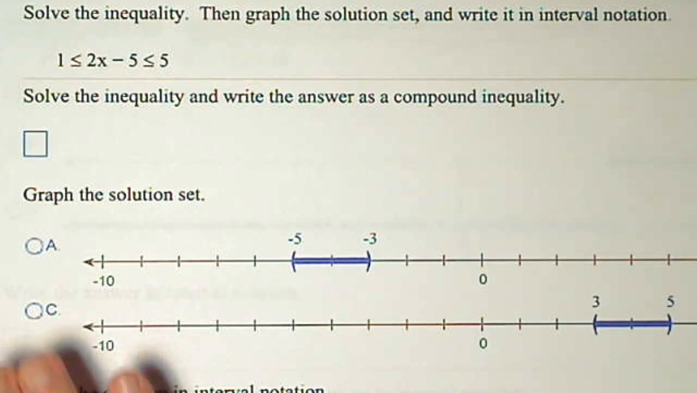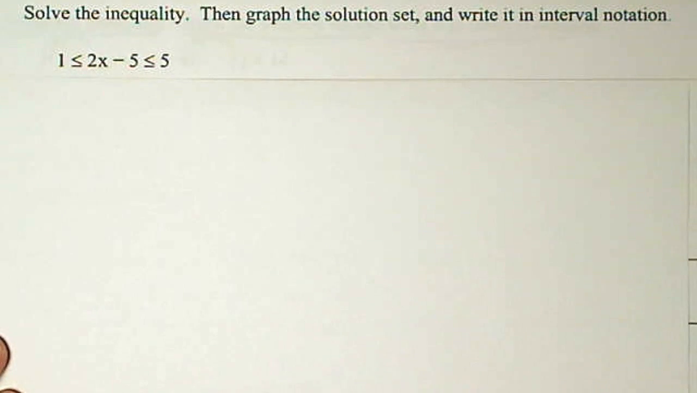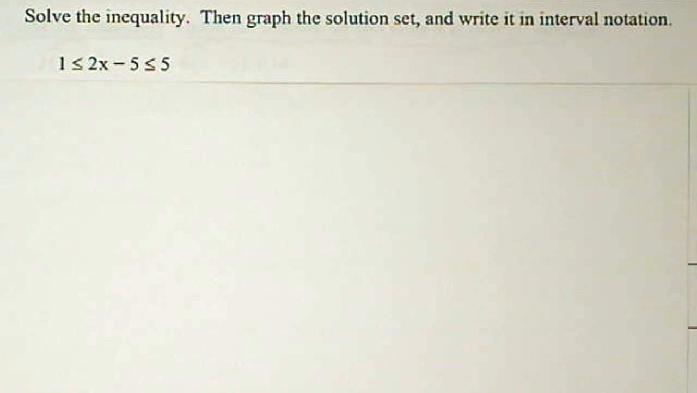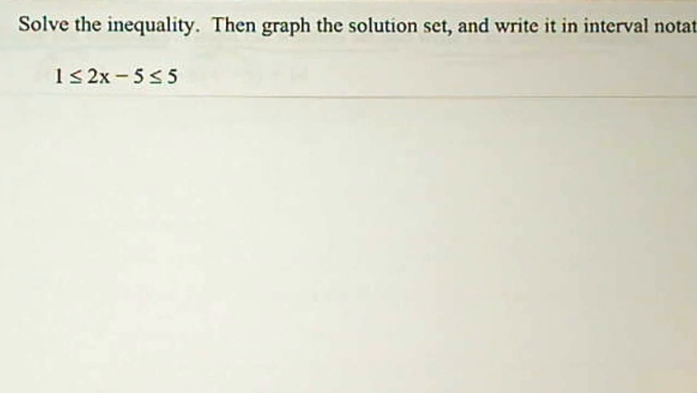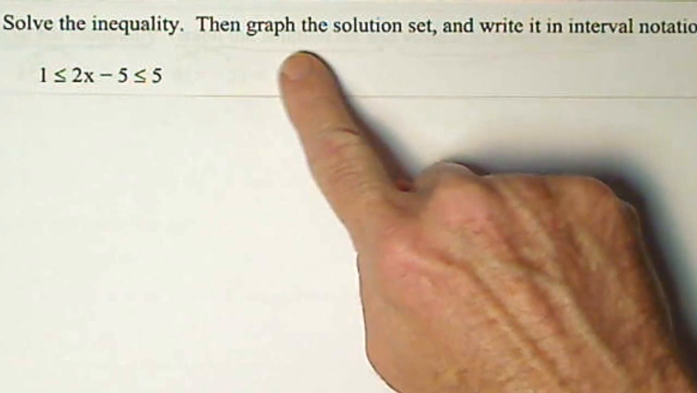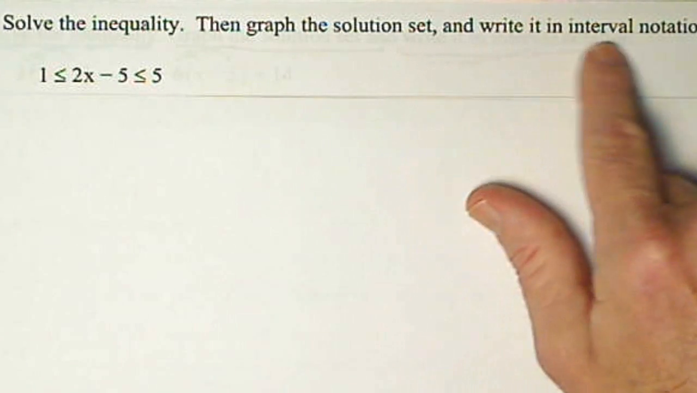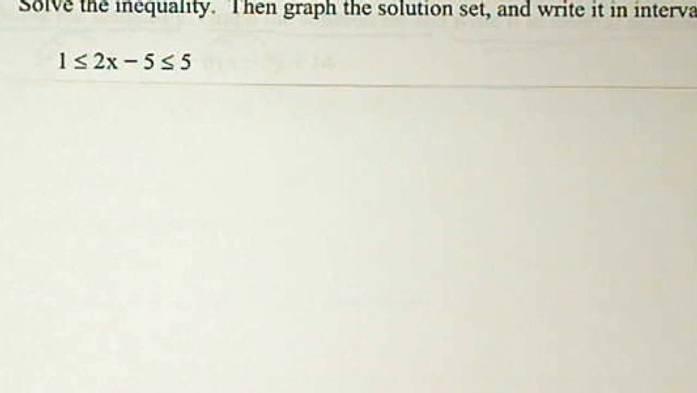We'll take a look at another one that's a little more complicated. Notice you have two inequality signs. All right. You will be solving this as you have before, though. It just looks a little more complicated. We're going to go through the same process. We'll solve it, we'll graph the solution set, and then we will write it in interval notation. I'll zoom in on this a little bit more, though.